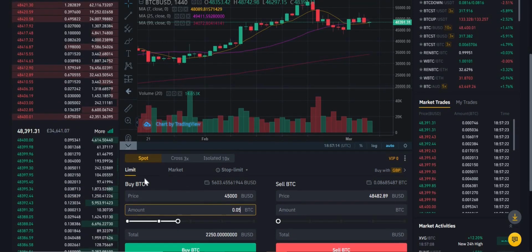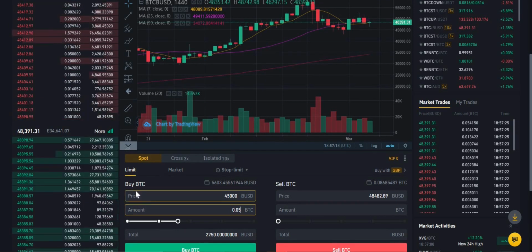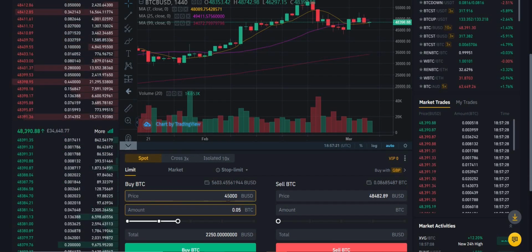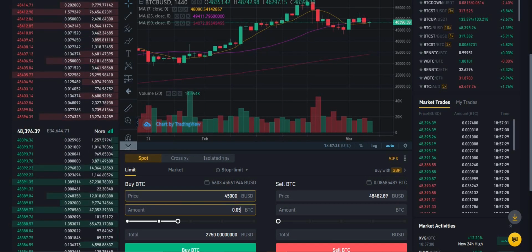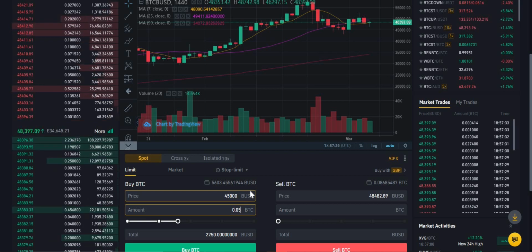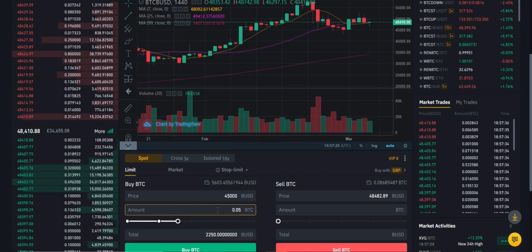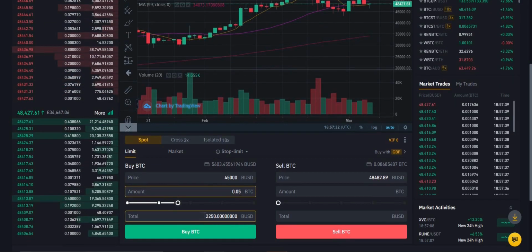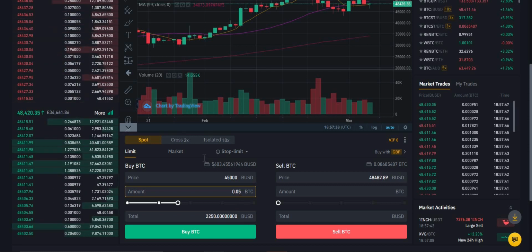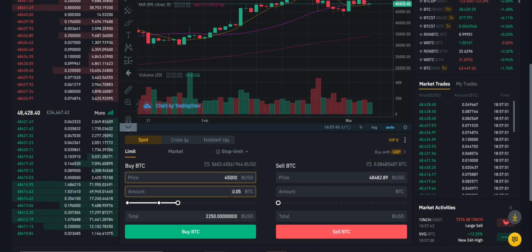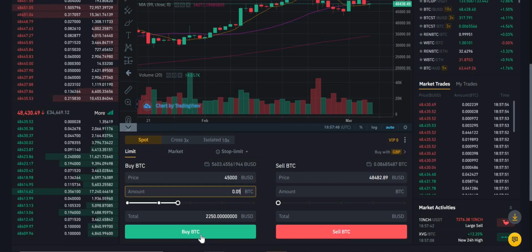So what this is saying is that when the price of BTC reaches 45,000 BUSD per Bitcoin, purchase 0.05 Bitcoin. And it tells me that that will cost me 2,250 BUSD. And if I were to do limit for 45,000, 0.05, and press buy BTC on limit, not market, it says limit. I press buy BTC.